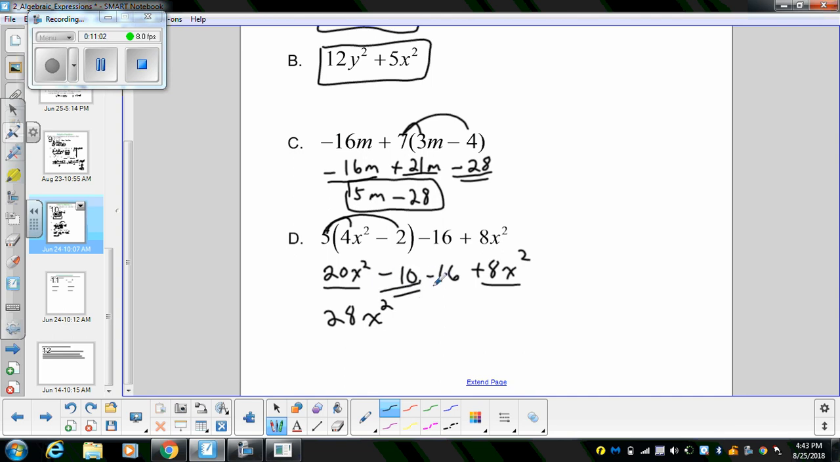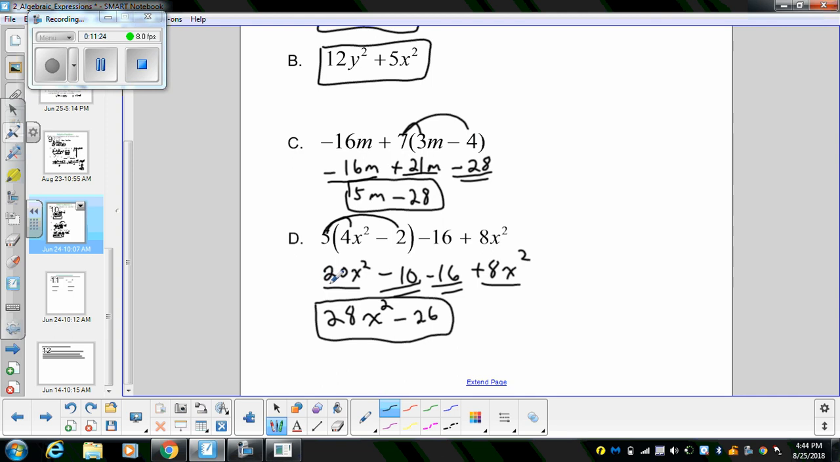And then my constants, those two lines underneath them. Negative 10 minus 16. So if I owe someone 10 and I borrow another 16, I now owe them 26, so that'd be negative 26. So again, you can type that in your calculator as negative 10 minus 16 as well to check your work.